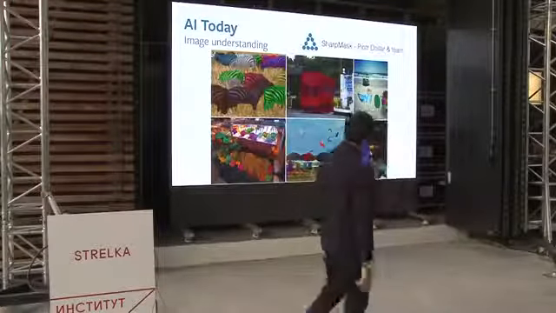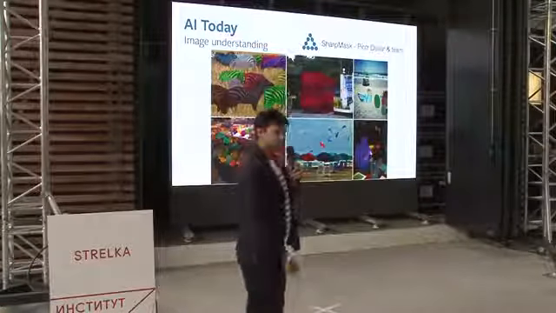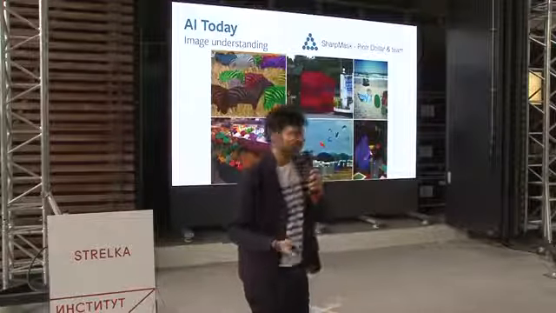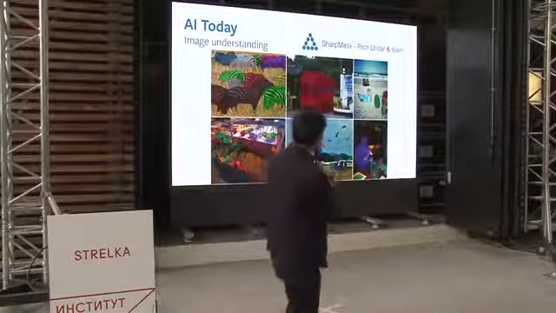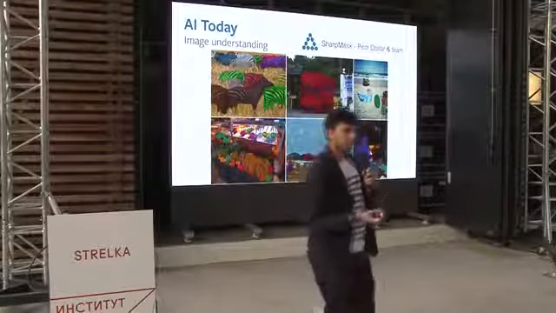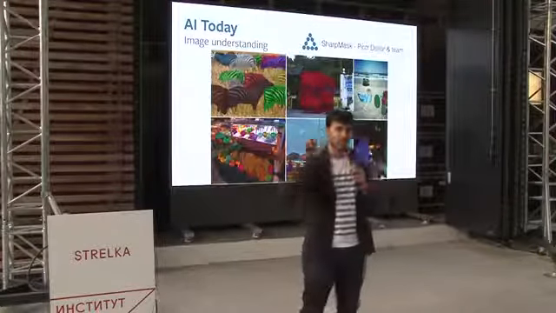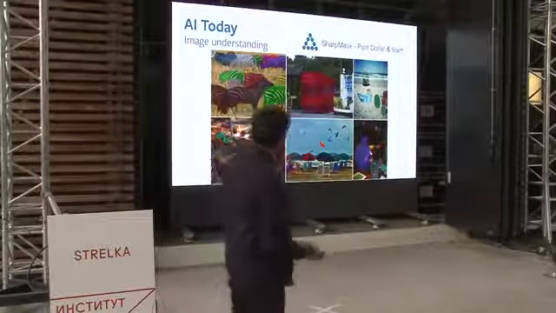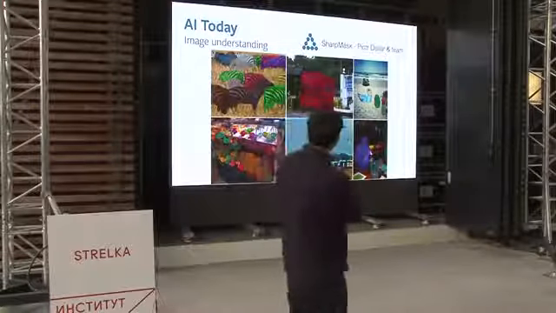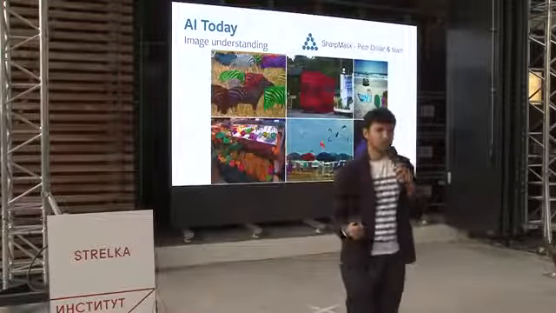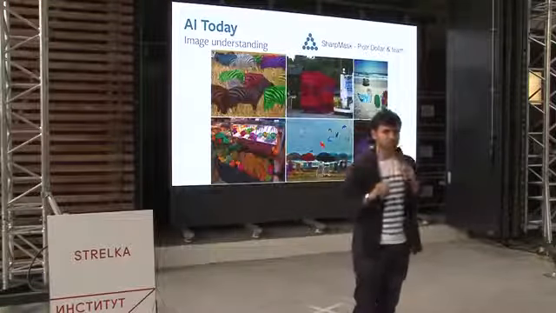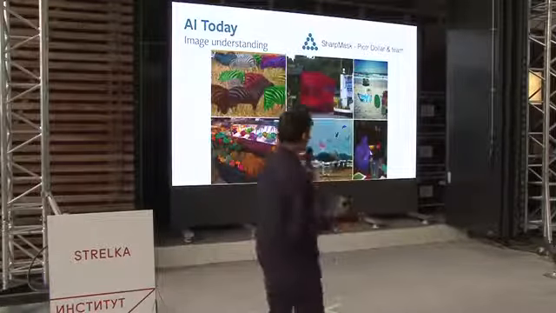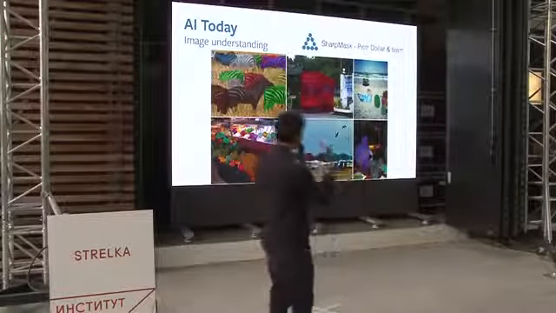Here's another example. This is the Sharp Mask project. Traditionally in computer vision, this is called semantic segmentation. The task here is that you take an image and then you have to segment out every object in the image separately. So here, for example, there are several zebras in the image on the left, and the system has to accurately segment out each zebra separately.